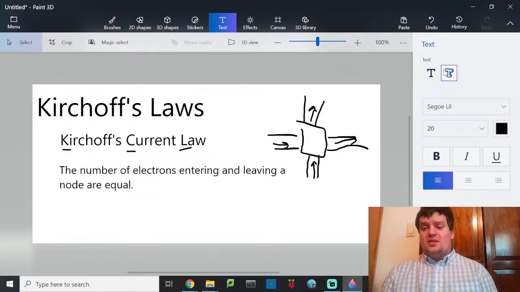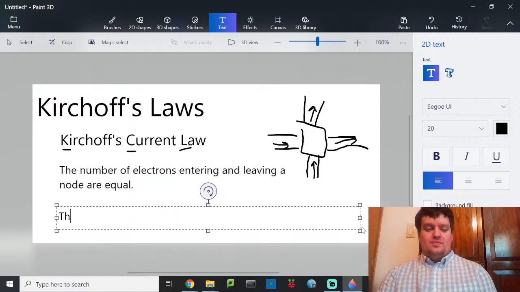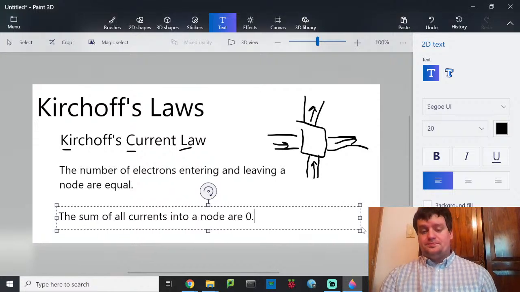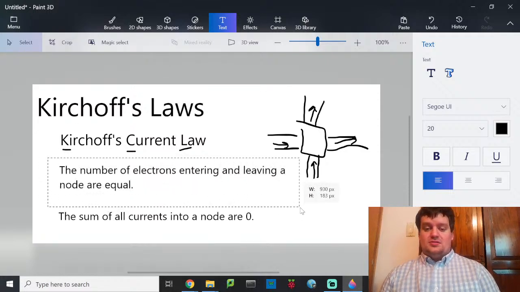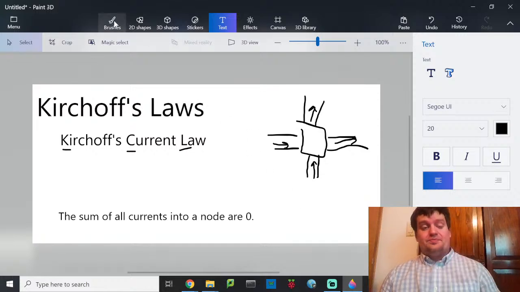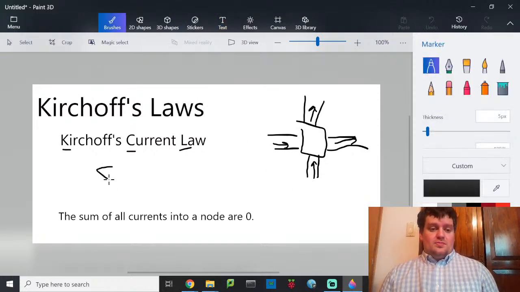They're equal. Now, the actual verbiage for the equation is that the sum of all currents into a node is zero. Now, I'll explain this a little bit again in Thursday's lectures when we get a little bit more in depth on this. But what you need to know for now is, if I go back here and delete this, the sum of all I in a node is equal to zero.